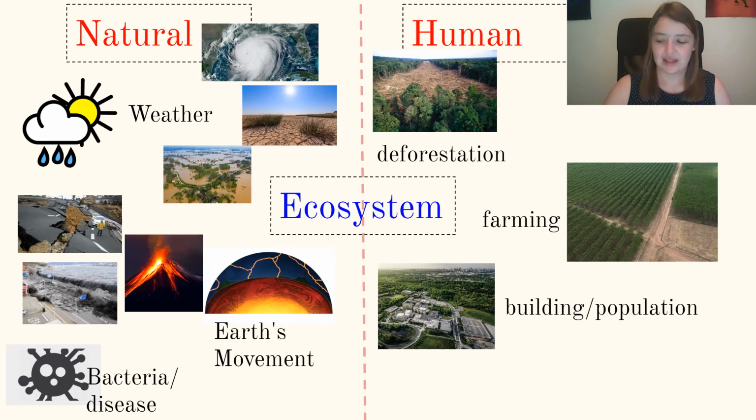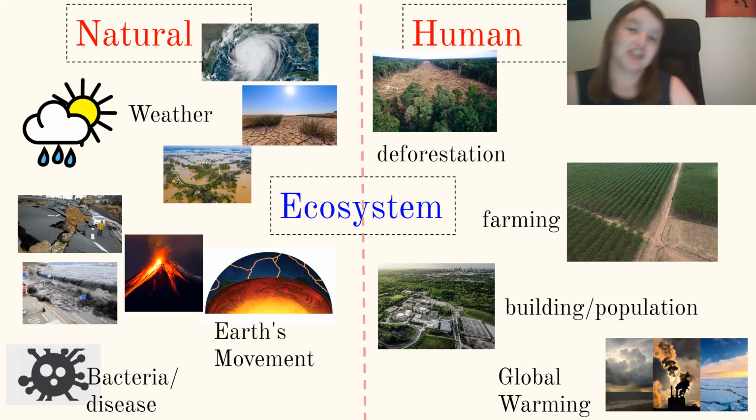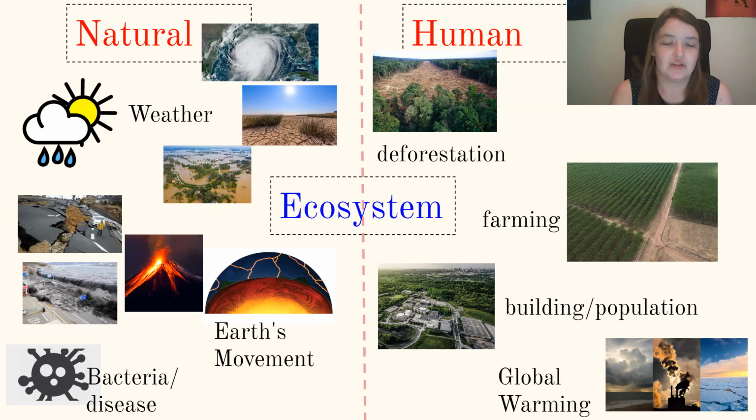And the final very important human change that we need to think about as humans is global warming. How does the pollution that we create through our cars, through the things we eat, through the things we grow, through the way we live our lives, how does that impact and change ecosystems across the world? And global warming is talking about the fact that the ice caps are melting and that we are getting warmer as a whole planet, and the impact that that warmth has on all of our ecosystems.